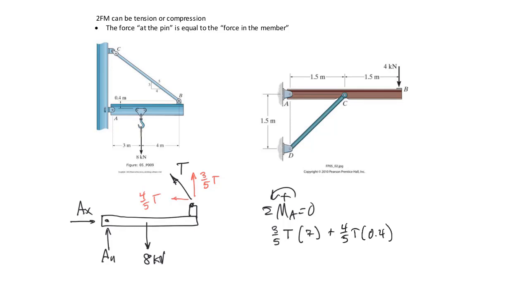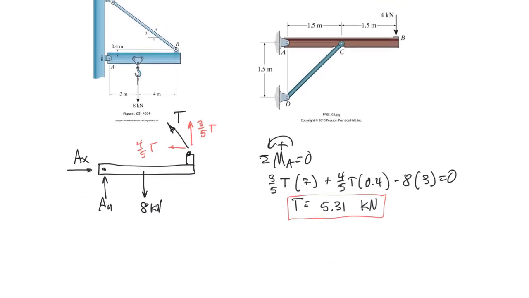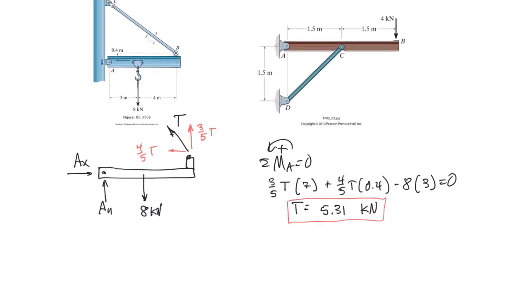Then I have the 8 kilonewtons going in the negative direction. That'll be times 3, and that's equal to 0. So I can solve that for the tension, which is equal to 5.31 kilonewtons. Now that I do that, it's pretty easy to solve for the others. And I'll move that up just a little bit. And yeah, I think that's all we need to have.